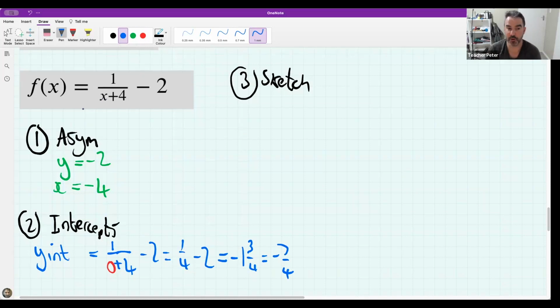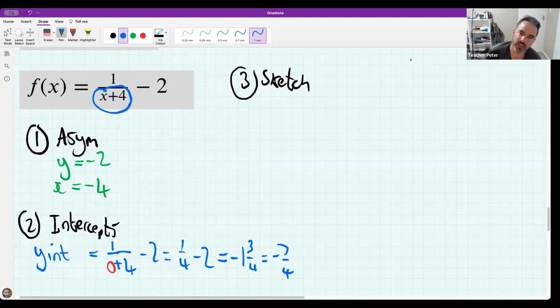Ooh, it's not +4. Okay, this is a bit of a sneaky one, because in order to get the asymptote, I need to cause division by 0. So if I make this 4, 4 plus 4 is 8. So in order for the asymptote to exist, x has to be -4 in this case.